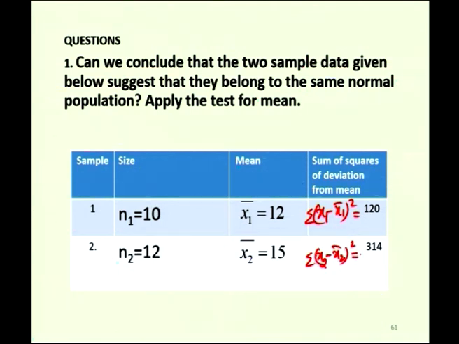So, you have to apply the t test for difference of means in solving this problem and arrive at the conclusion whether they belong to the same normal population or not.